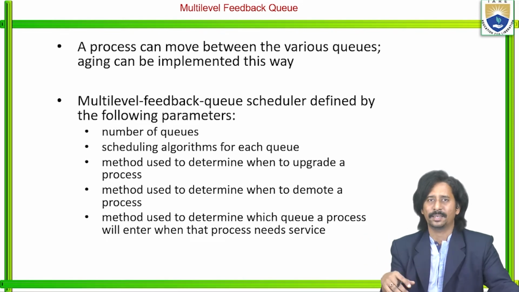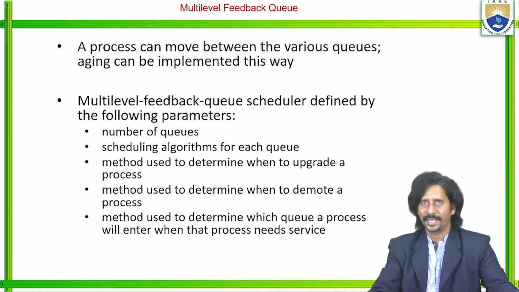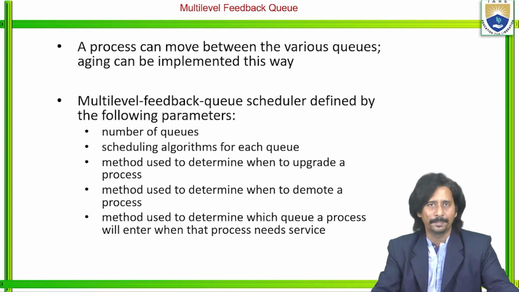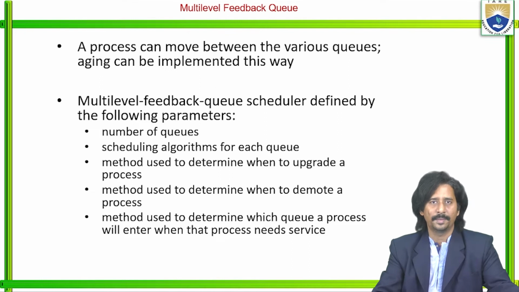We know feedback means a cascading manner. One output may act as input to the next one, right? So a process can move between various queues. What happens here? Aging can be implemented in this way, right? We know the solution for starvation is aging, right?